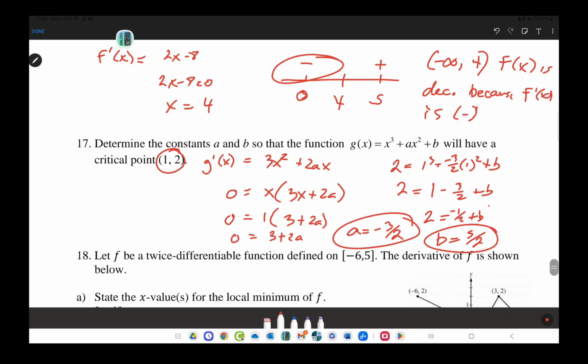Where did the x go after the second 0 equals? It turned into 1. Why? Because the critical point is at 1, so it means x has to equal 1.